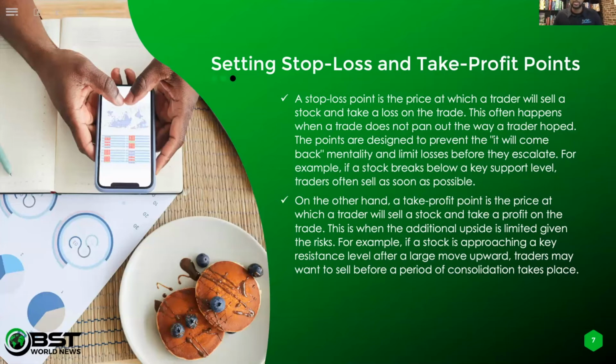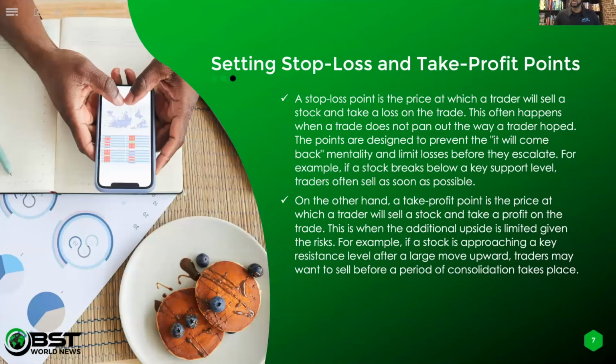All right. On the other hand, a take profit point is a point at which a trader will set a stock and take a profit, sell a stock and take a profit on the trade. This is when the additional upside is limited given the risk. For example, if a stock is approaching the key resistance level after a large move upward, traders may want to sell before a period of consolidation takes place.